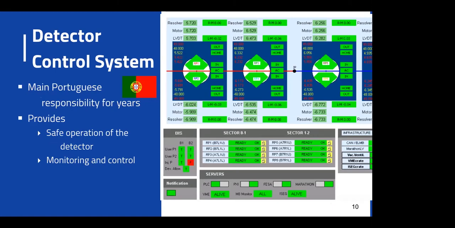The detector control system is another of the Portuguese contributions to the ALFA detector. It is the system responsible for the safe operation of the detector and monitoring, and also to help recover problems in the detector. This is the panel that we can normally see in the control room for the operation of ALFA, part of the panel. Through this panel, one can control the status of the detector and take actions in case of problems. And we have been fully responsible for the DCS for many years.